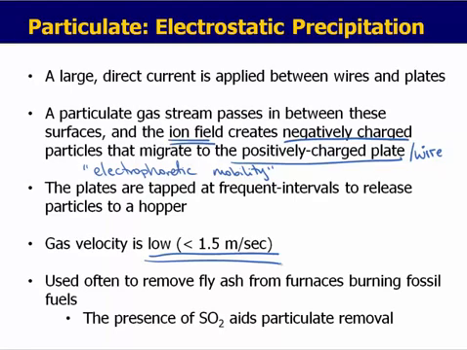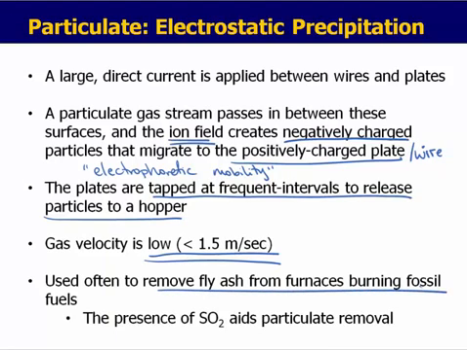Once particles move to the oppositely charged plate, periodically those plates will get covered, and a simple tapping at frequent intervals releases those electrically attracted particles to a hopper. This is commonly used to remove fly ash from furnaces burning fossil fuels. The presence of sulfur dioxide often aids particulate removal in these electrostatic precipitators.